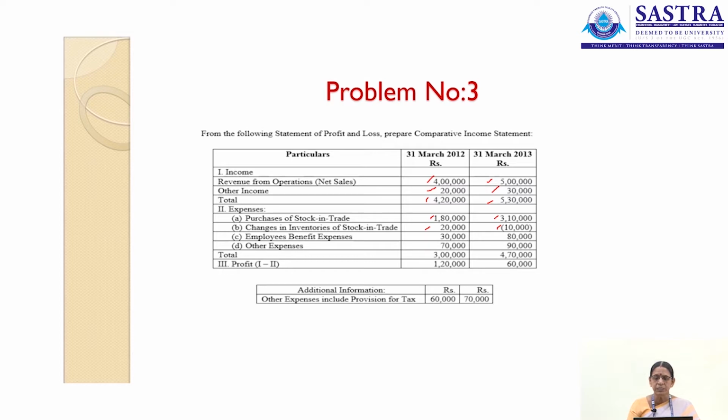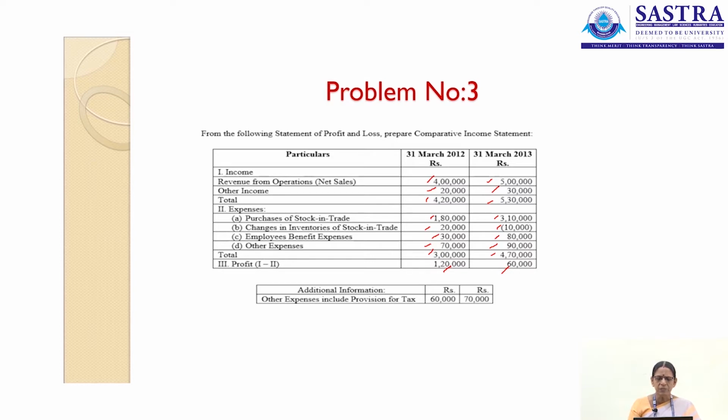10,000, we have a decrease in the changes. Employee benefit expenses 30,000 and we have 80,000. Again other expenses, it comes to 70,000 and 90,000. We have a total of your expenses as 3 lakhs in 2012 and 4,70,000 in 2013. So net profit is all your incomes minus your expenses. 1,20,000 in 2012 and 2013 we have 60,000.